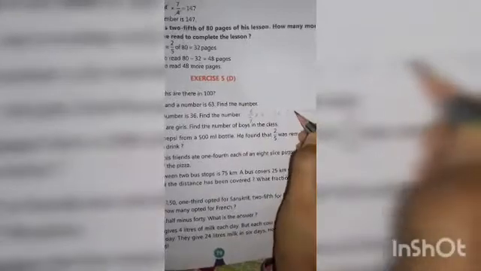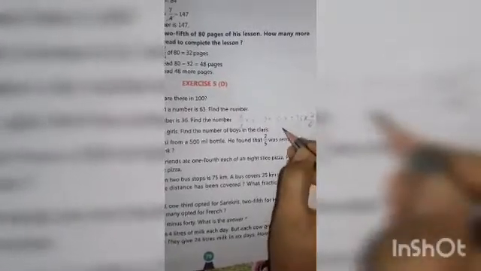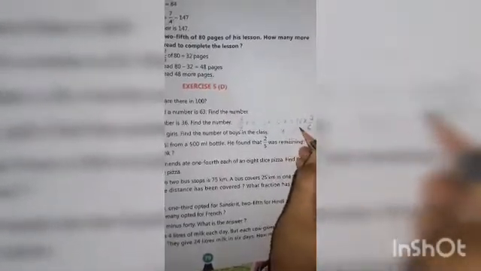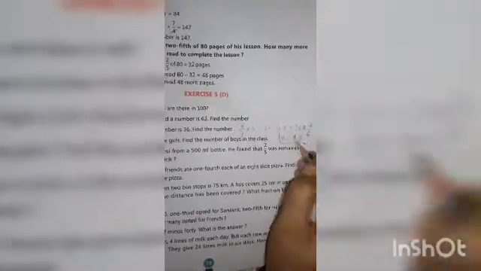Next, 6/7 of a number is 36. The solution is similar to the previous one: x is equal to 36 into 7 by 6, just the opposite. So x is equal to 6 sixes are 36, and 7 sixes are 42. 42 is the answer of question number 3.